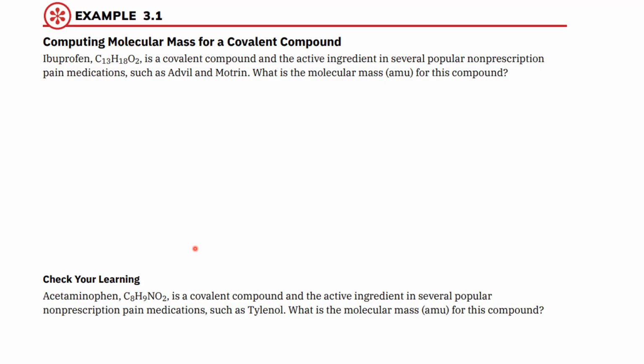But with these ones, if you want to practice, we've got ibuprofen on the top, so C13H18O2. And then at the bottom, we've got another pain reliever in acetaminophen, so C8H9NO2. And again, for each of these calculations, I'd recommend having a different line for each of those elements, multiply however many of them we have by the mass from the periodic table, and then add up all of those pieces.